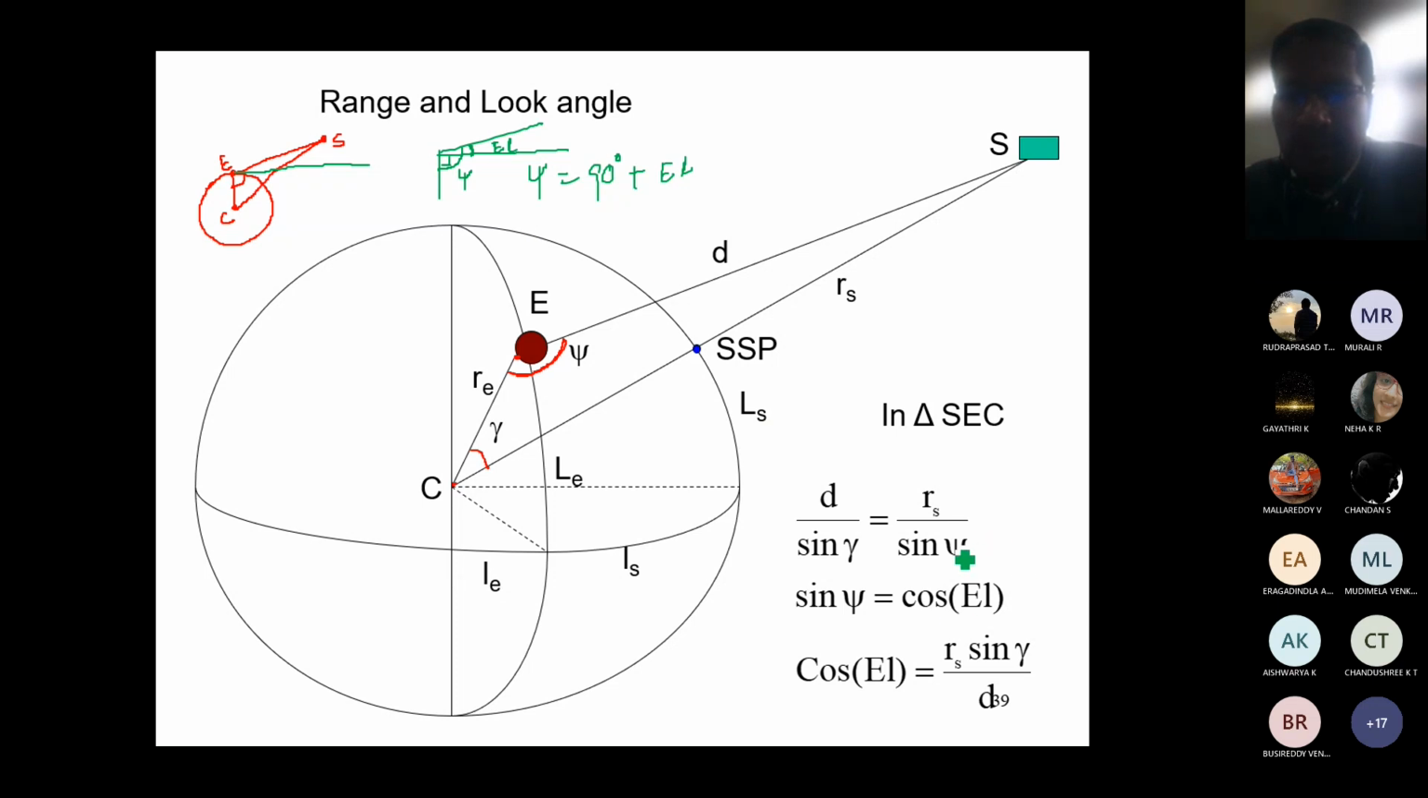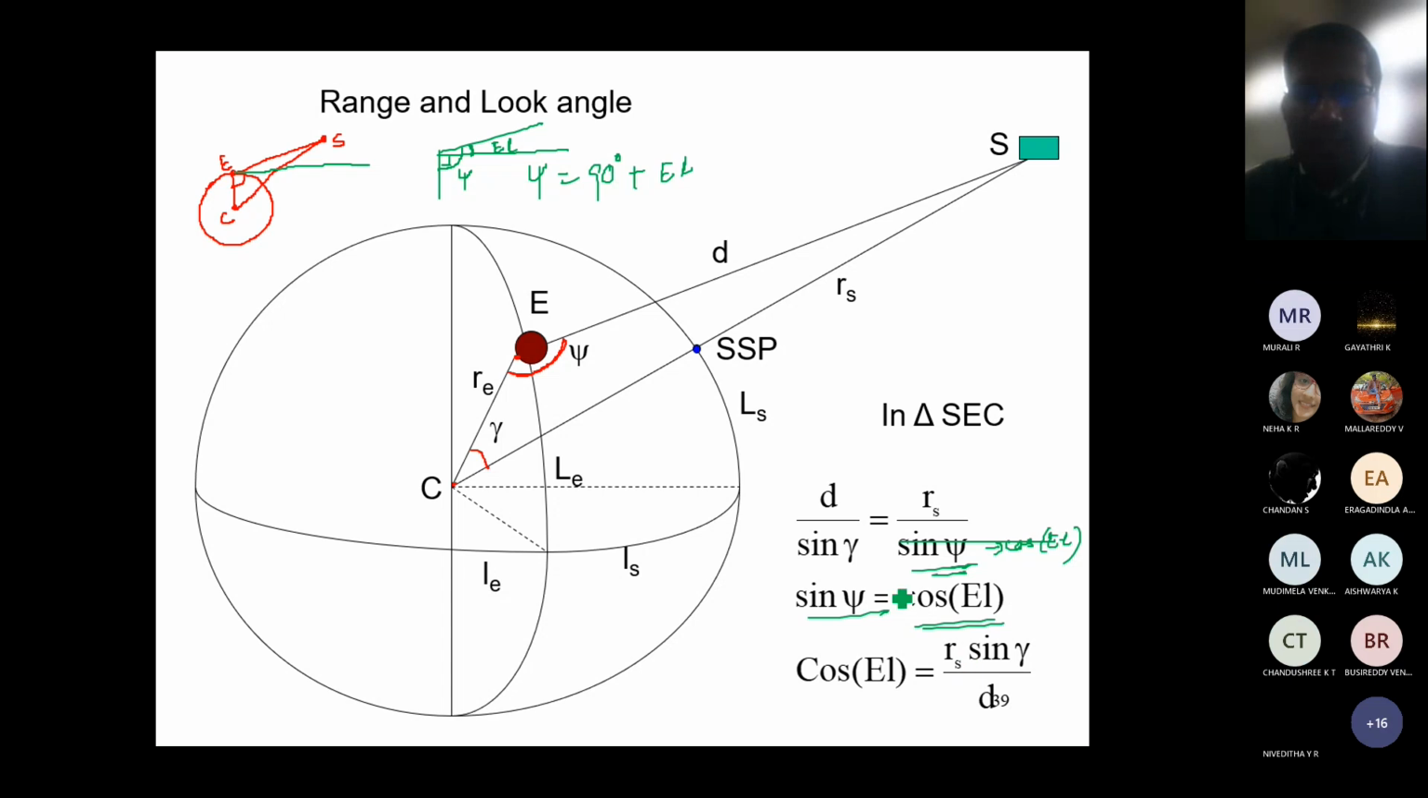So in place of psi, I can write it here. This psi is equal to 90 degree plus elevation. So sine of 90 degree plus elevation will be cos elevation. So sine psi is equal to cos elevation. Now, in place of sine psi, I can write cos elevation here. Now by using cross multiplication, I can write d cos elevation is equal to rs into sine gamma, and cos elevation is equal to rs sine gamma divided by d.